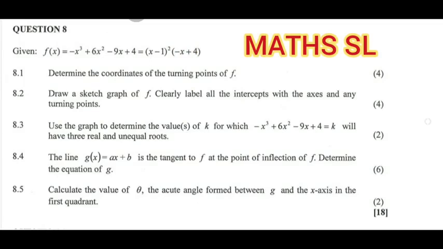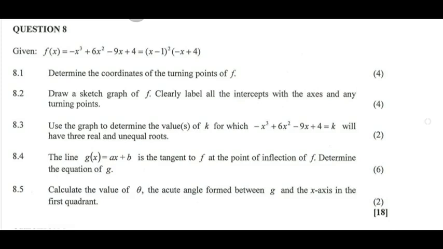I'm Thaqib Latif. This is the question from the November 2023 exam. I'll show you how to solve this question. The question says f of x is equal to negative x power 3 plus 6x square minus 9x plus 4, is equal to (x minus 1) square multiplied by (negative x plus 4). Must remember, left hand side is the cubic equation and right hand side are the factors.